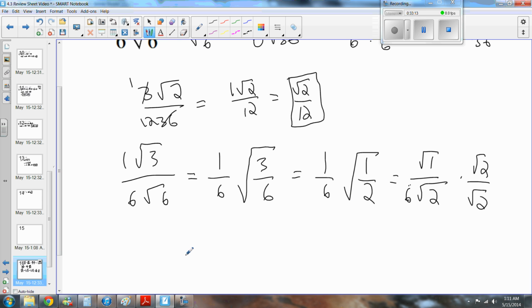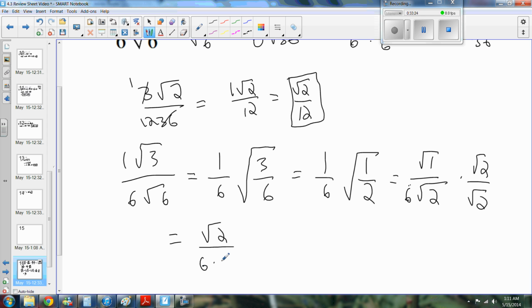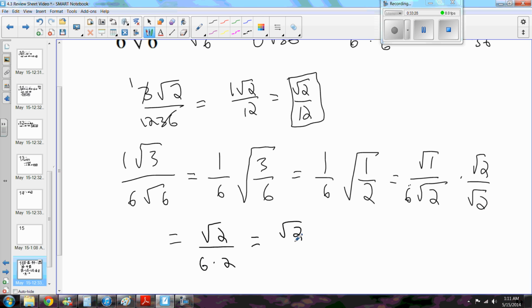But I'm getting to my final answer right away in that what's root 1 times root 2? That's simply root 2. What's 6 times root 2 times root 2? That is 6 times 2, because root 2 times root 2 is 2. Or root 2 over 12.